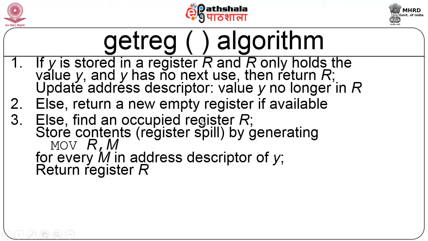You have to find an occupied register R and store the contents by generating move R, M. That is, you have to move the content of an existing register to memory. Now this can be done using your next use information. So you have to choose a register which has a variable that will not have an immediate next use. That will be chosen, and you update the contents of that register back to the memory itself, back to the variable itself, then update the address descriptor accordingly, and then return this register R. So this is the third option.